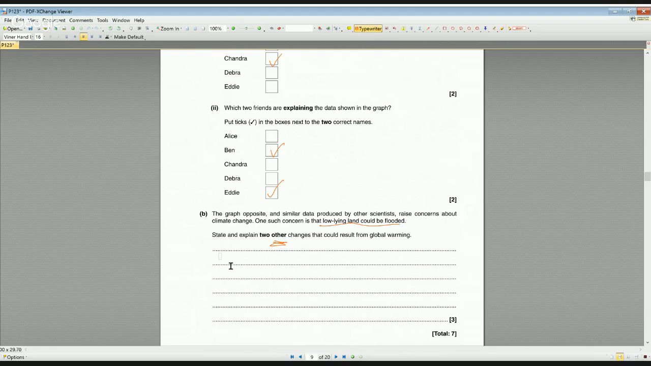There are 3 marks here. You should identify 2 changes, and you need to explain at least one of them. I'm going to identify 2 and explain both of them, which is slightly beyond what's needed. So habitat change is one of them. Plants and animals could find that their habitats have changed, have moved, because they've become too hot or too cold. A second change is extreme weather, more hurricanes, etc. And this could be because there's more water in the atmosphere.